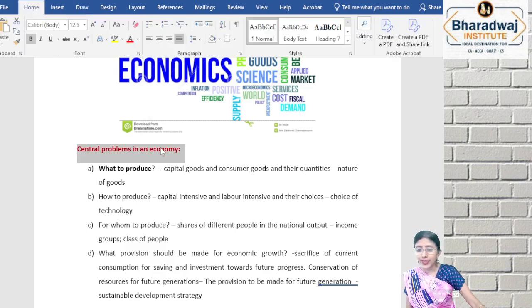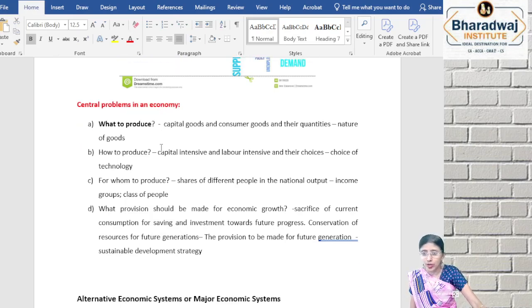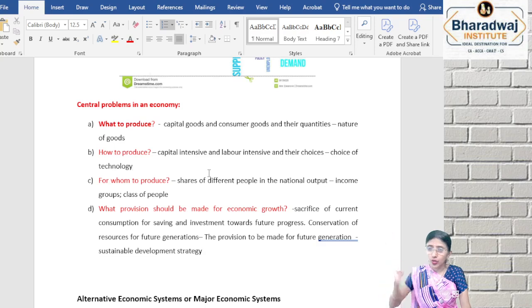Now, what is this heading? Central problems in an economy. Initially we had three central problems: what to produce, how to produce, for whom to produce. Now a fourth one has been added. As you mark, you will know. The fourth one is, what provision should be made for economic growth. So here, how is the question asked? Are they giving you the correct questions? What to produce, how to produce, for whom to produce, and what provision should be made for economic growth.